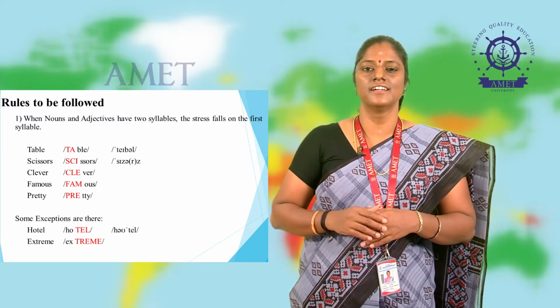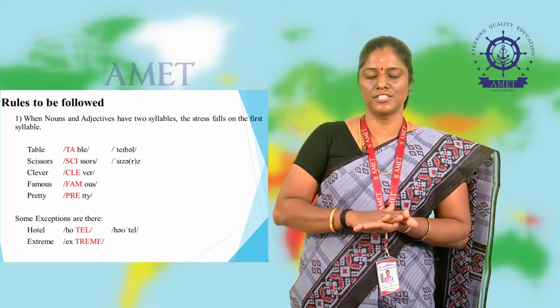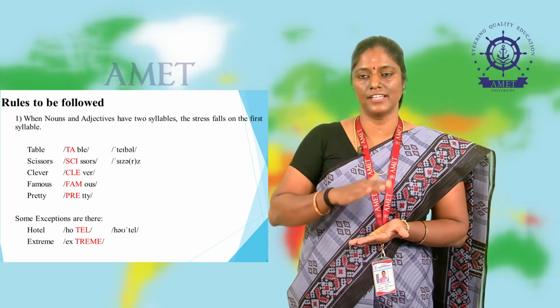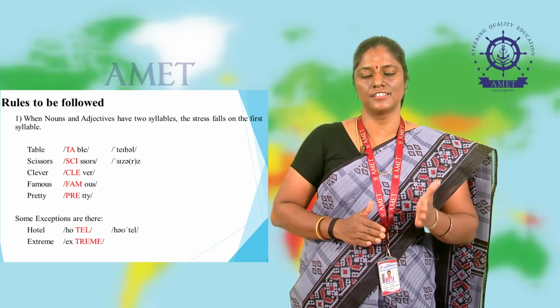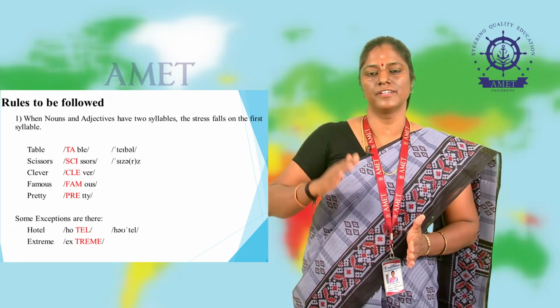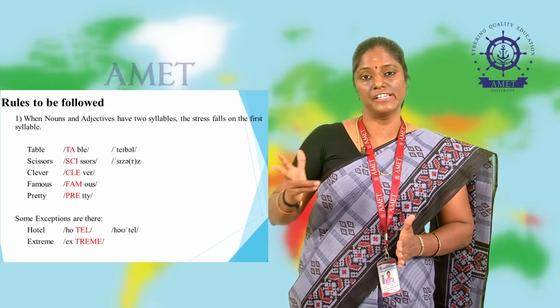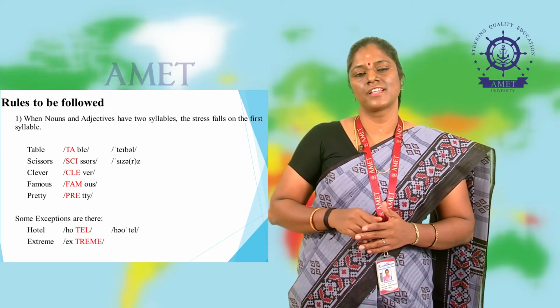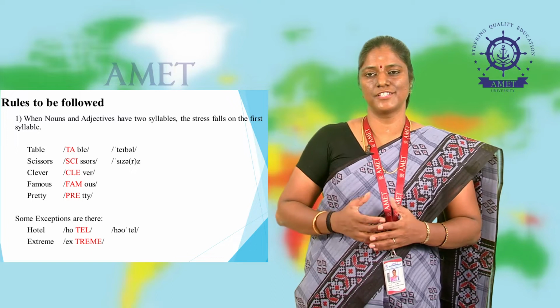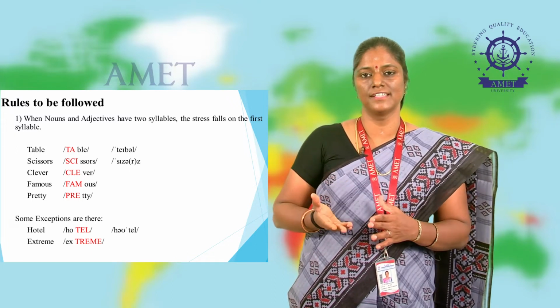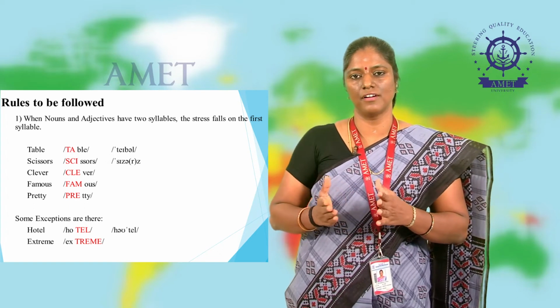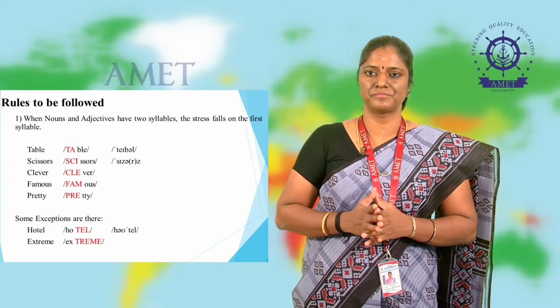Hotel: ho should come down, and tel should be raised. Extreme: ex comes down, and treme must go high. Extreme, the second syllable should be stressed here. That's the first rule. The first rule is: if nouns and adjectives have 2 syllables, then the stress must fall on the first syllable.